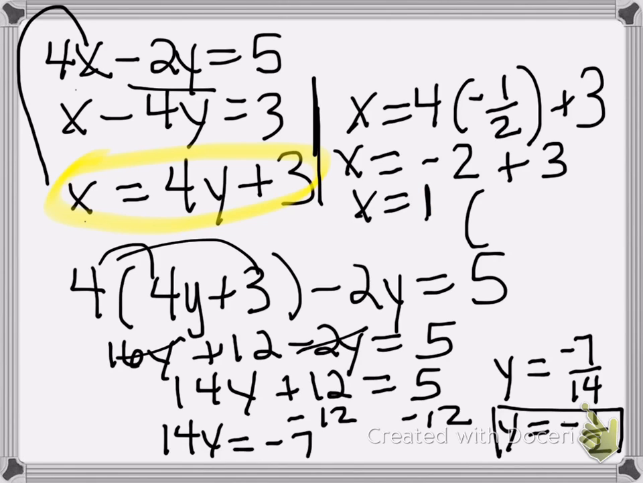So your ordered pair that is a solution, this is where they cross. The lines cross at 1, negative 1/2. That is our solution. And we're going to put it in yellow. So this was a very consistent, independent system that crosses at this point right here at 1, negative 1/2.